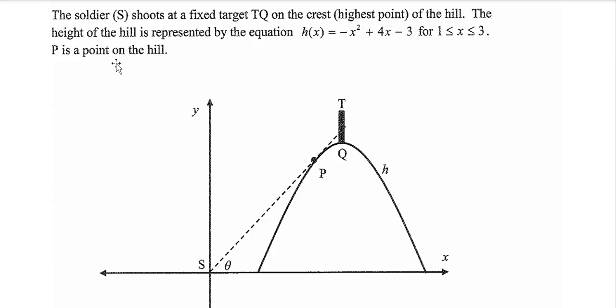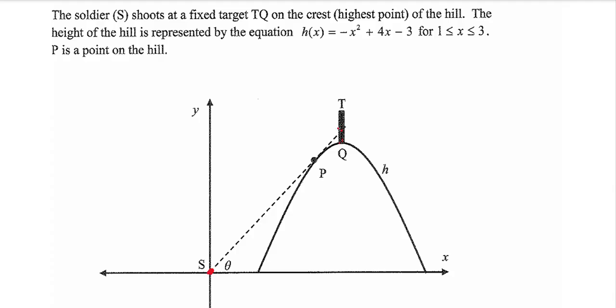Okay, they say the soldier S shoots at a fixed target TQ on the crest, or the highest point, of the hill. This is our soldier S here at the origin, and the soldier is shooting where? On this target TQ. Do you see the highest point, here on the turning point? That's why it's the highest point. His target is TQ. Do you get me?